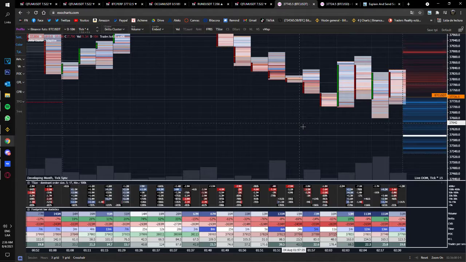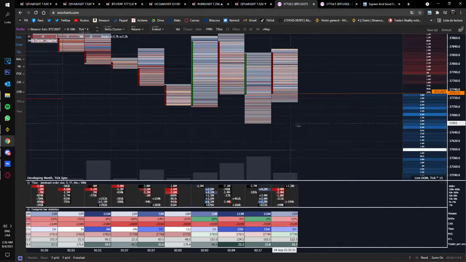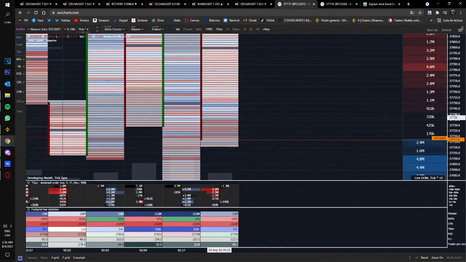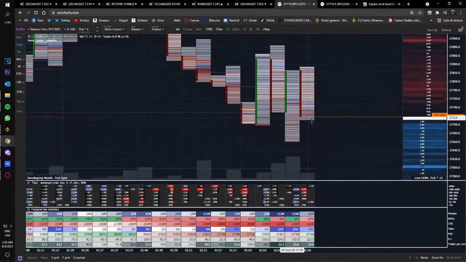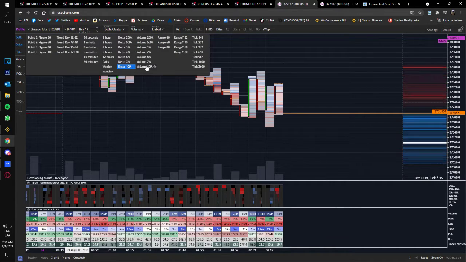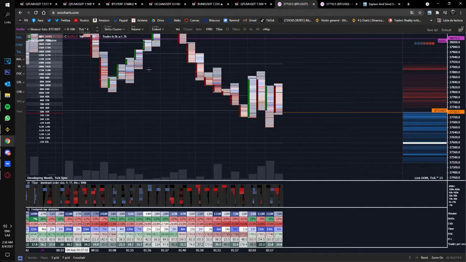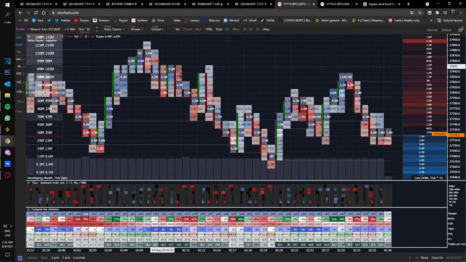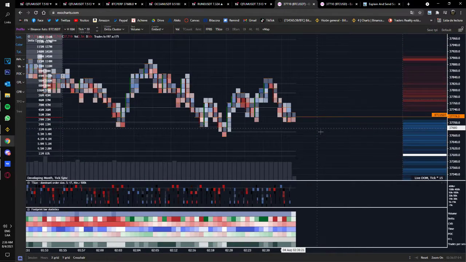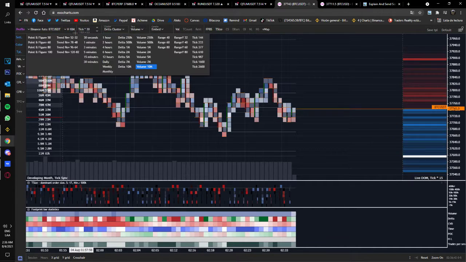When there's no volume, these candles are called fight candles because there's no deciding, there's no difference of volume between buyers or sellers. We have the volume candles, which are the same, but for these candles it doesn't matter if it's buyers or sellers.